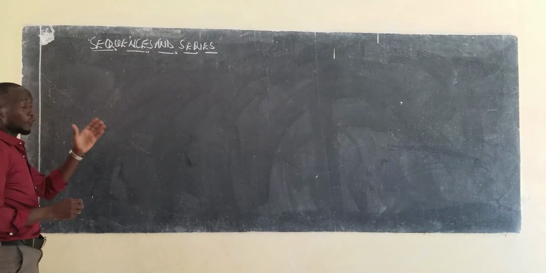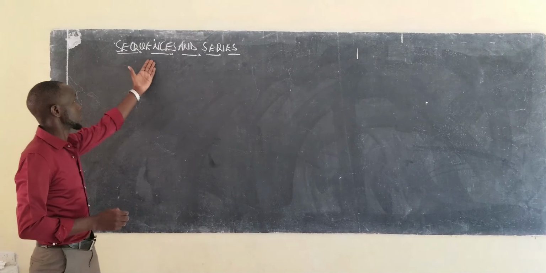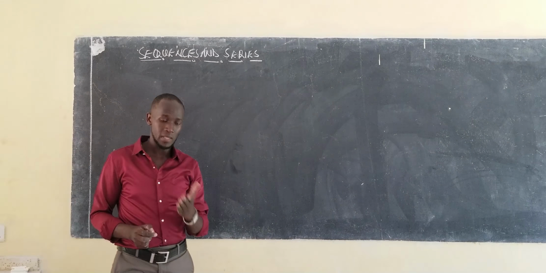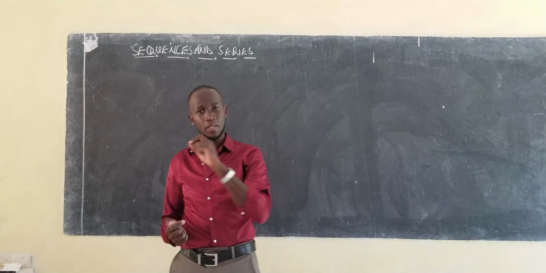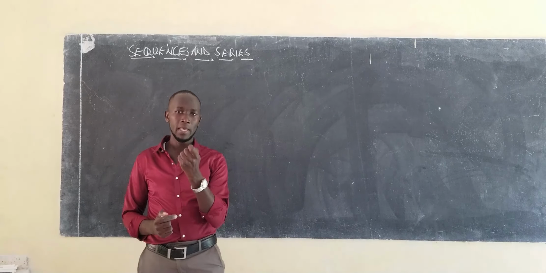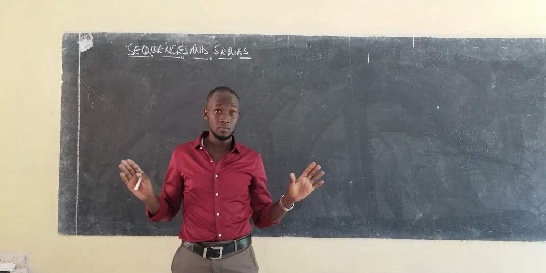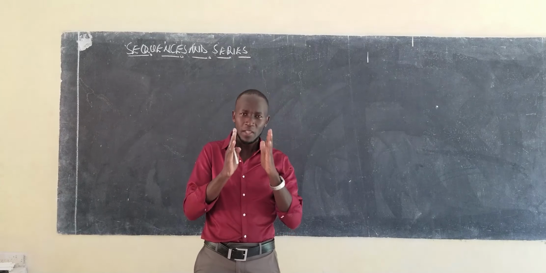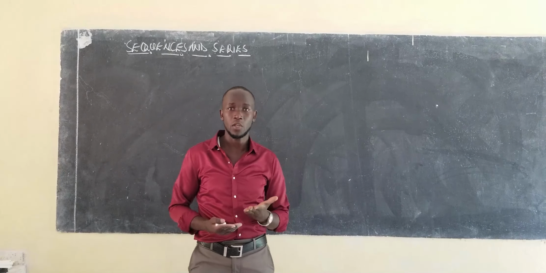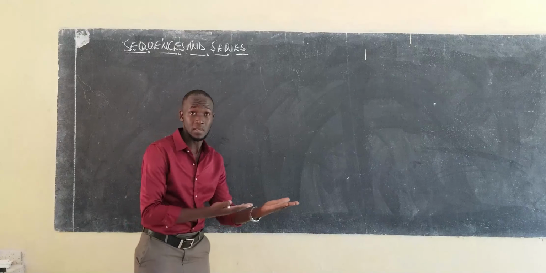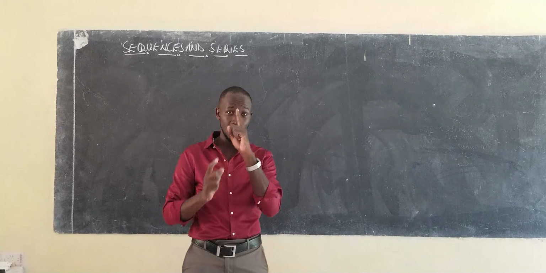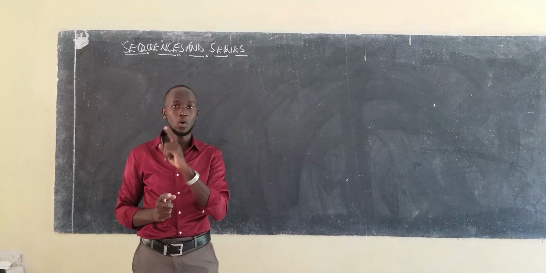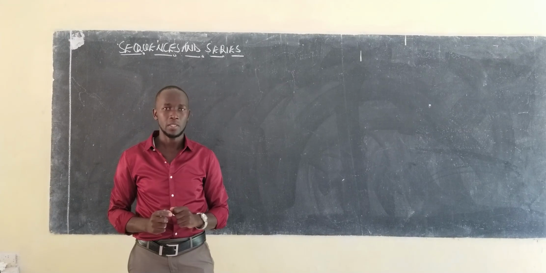Now, we've oftentimes asked ourselves what a sequence is. A sequence is a set of numbers, each of which can be obtained by any definite law. If that happens, then you call that a sequence. Any set of numbers, irrespective of which numbers, for as long as each of them can be obtained from a definite law, we call it a sequence.